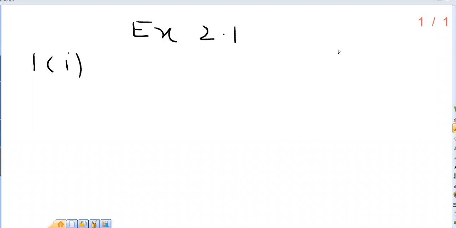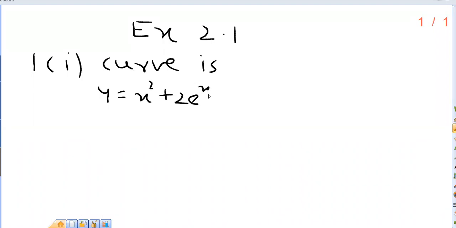Okay. So what is the equation of the curve? The equation of the curve is y equal to x square plus 2 e raised to x plus 2. Okay. Now find out dy/dx. So what is dy/dx? I hope you remember all the standard formulae.